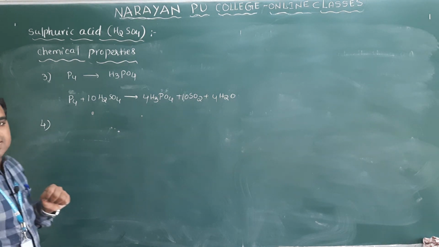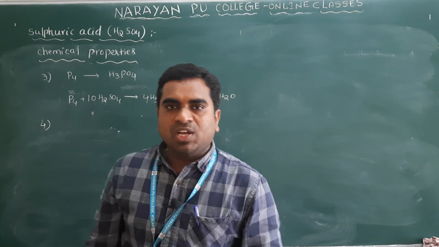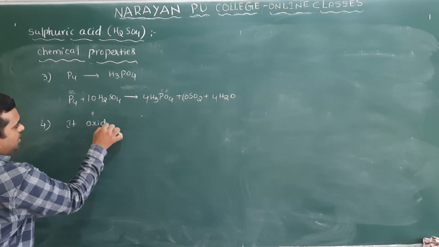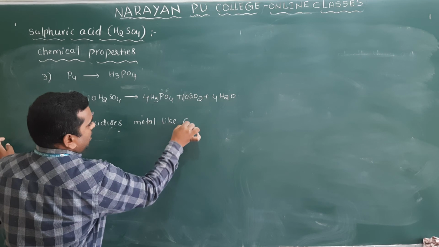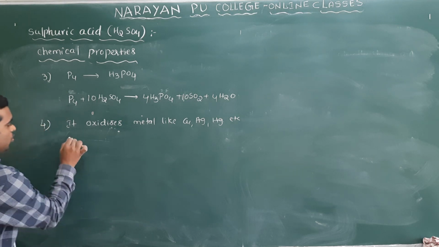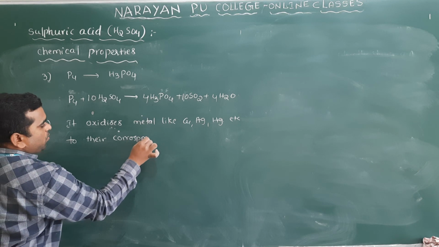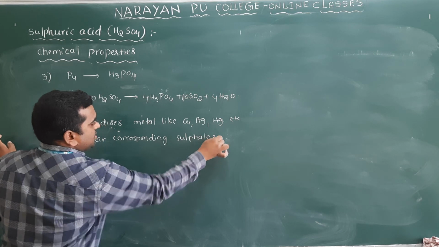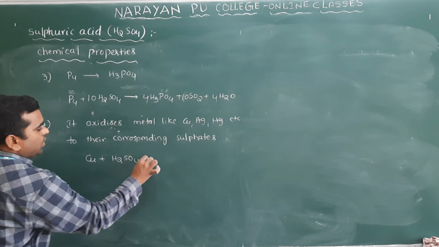And the next one here, it oxidizes metals like copper, silver, mercury into respective sulfates. Clear? It oxidizes metals like copper, silver and mercury etc. to their corresponding sulfates. Clear? Suppose if I take here copper plus H2SO4, what is the product here?